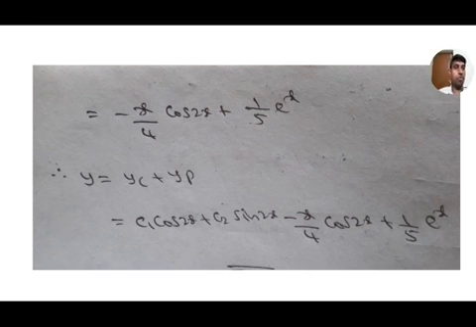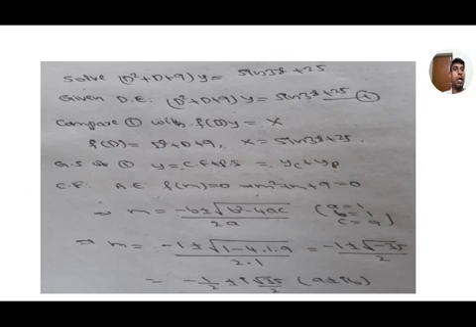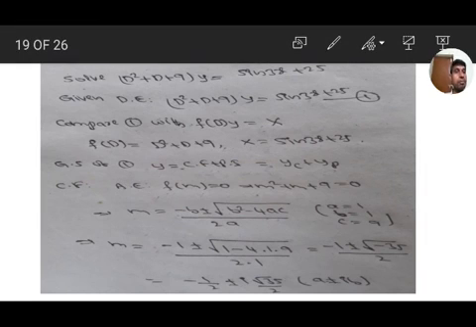Okay, let us move to the next problem. Solve d square plus d plus 9 of y equal to sin 3x plus 25. So given the differential equation, d square plus d plus 9 of y equal to sin 3x.